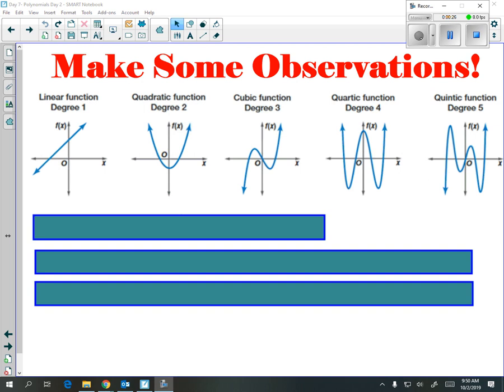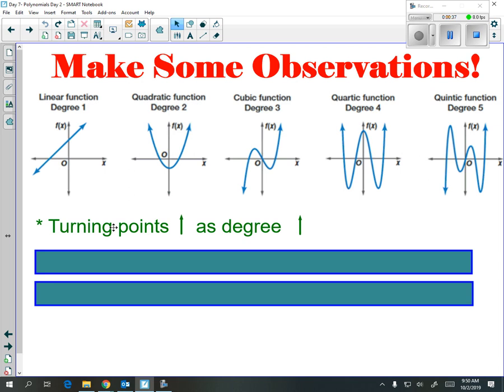For example, I notice that as your degree increases, your graph gets more complicated, right? There's more squiggles, more turning points. So turning points increase as the degree increases. For example, your very first function goes in a straight line. There's nothing going on, right? But the last function, the quintic, which is the degree 5, turns around 1, 2, 3, 4 times. The cubic function turns around twice. So your function will turn around more and more as your degree increases.